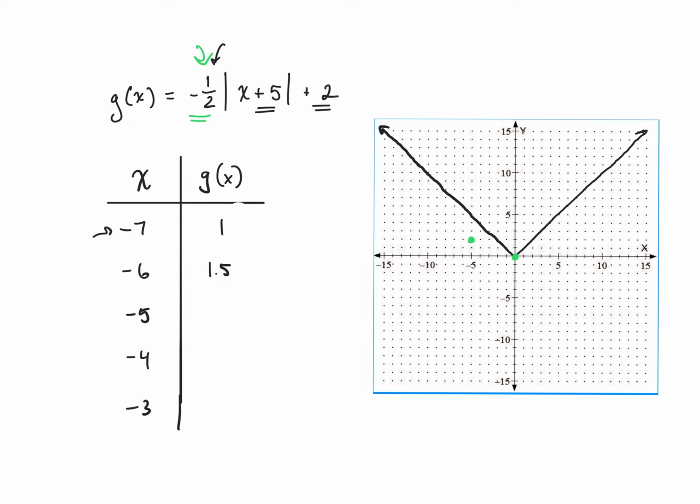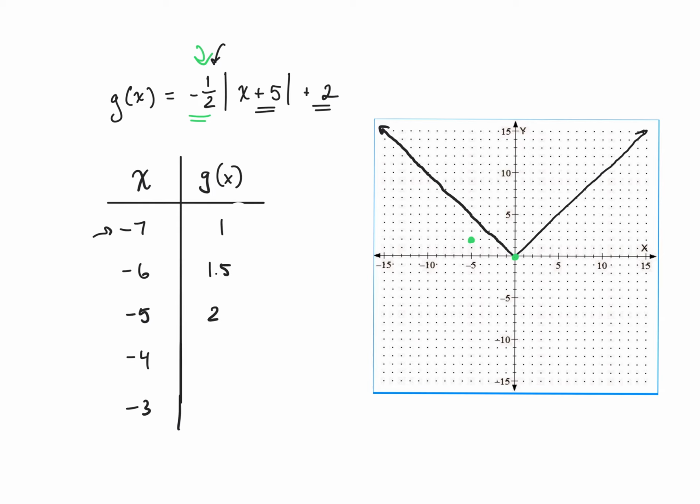So let's see what happens when I plug in -5. If I plug in -5, what I get here is -5 plus 5 is 0. The absolute value of 0 is 0. So 0 times -1/2 is 0. And then 0 plus 2 is 2.